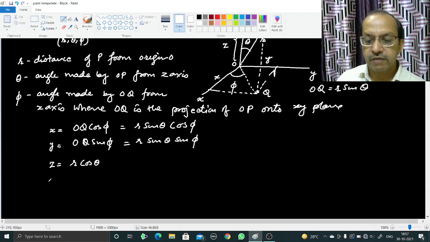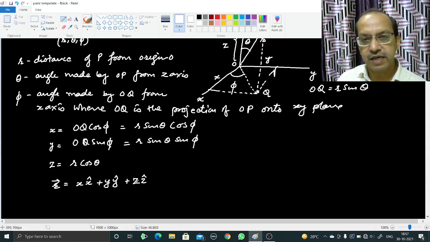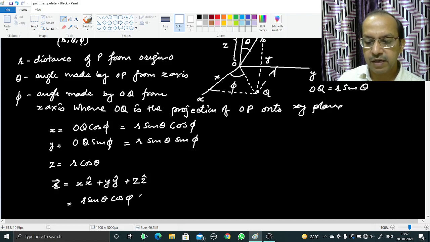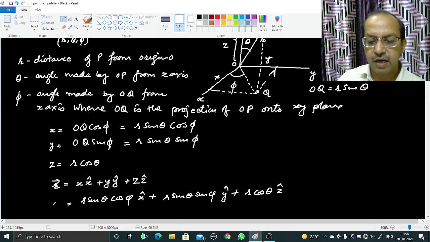So what is position vector? We can say the position vector r has three components. x along x-axis, so we can write x cap. It has y component along y-axis, you can write y cap. It has z component along z-axis, that is, you can write z cap. You can write xi cap plus yj cap plus zk cap. But instead of ijk, I am writing here x cap, y cap, z cap. X cap is the unit vector along x-axis, y cap is the unit vector along y-axis, and z cap is the unit vector along z-axis. So here I can write r sine theta cos phi x cap plus r sine theta sine phi y cap plus r cos theta z cap. So it is r vector.